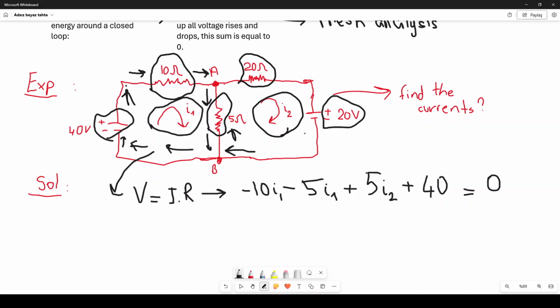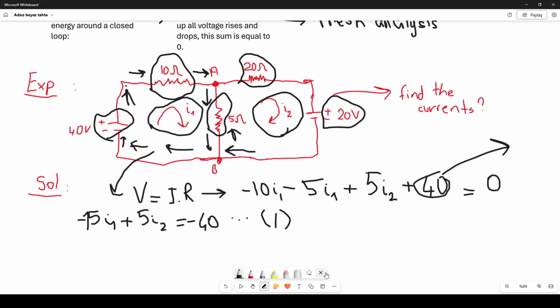Now we have the first equation, and what the first equation says is minus 5I1 plus 5I2, and there is also minus 10 I1 here, so make it minus 15I1, is equal to minus 40, right? If I move 40 to the right hand side of the equality, I get minus 40. And this is the first equation for the first mesh. So for the first mesh, now I have an equation where the only unknown values are the current values in each mesh, right?